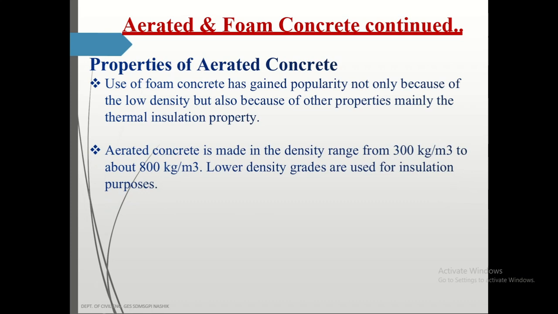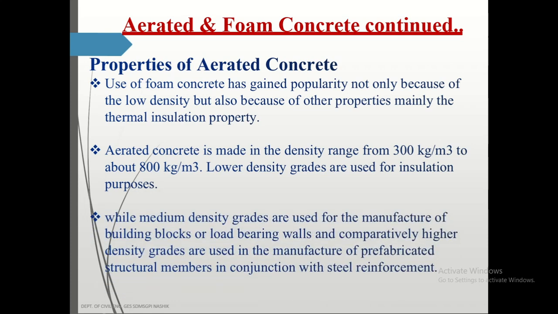Aerated concrete is made in a density from 300 kilograms per cubic meter to about 800 kilograms per cubic meter. This is the density of the aerated concrete. Lower density grades are used for insulation purposes, meaning sound insulation or thermal insulation. Medium density grades are used for manufacturing building blocks or load bearing walls.